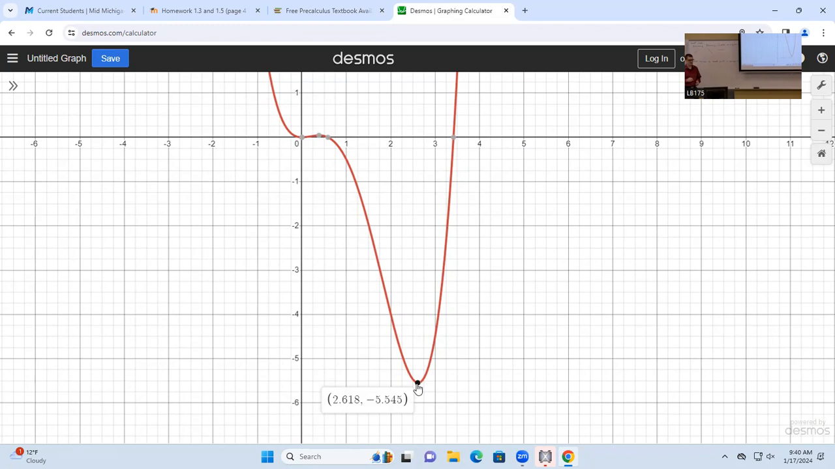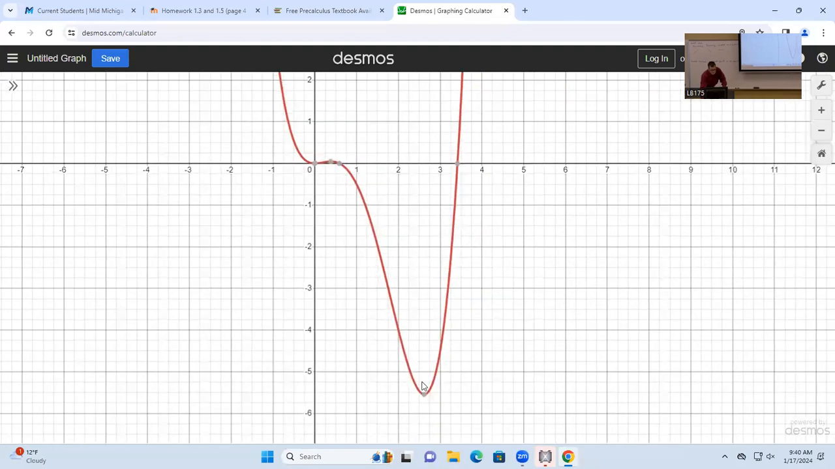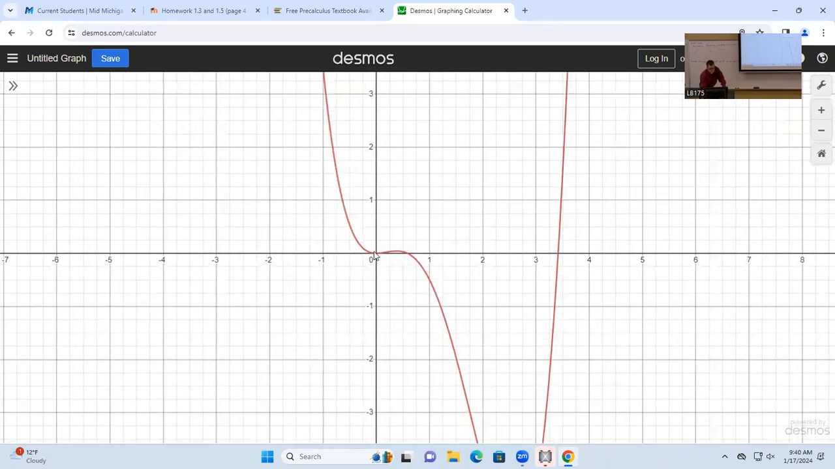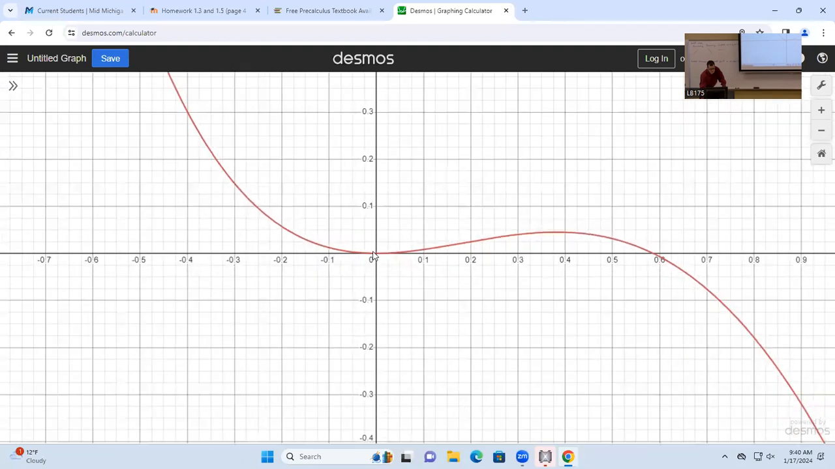I'll move up the screen. By the way, so we can easily see that this point is a local minimum. However, if I scroll in here, what you'll notice is that the point 0, 0 is also a local minimum. It's the lowest point around this section. Do you see that? The graph decreases, hits 0, 0, and then increases.